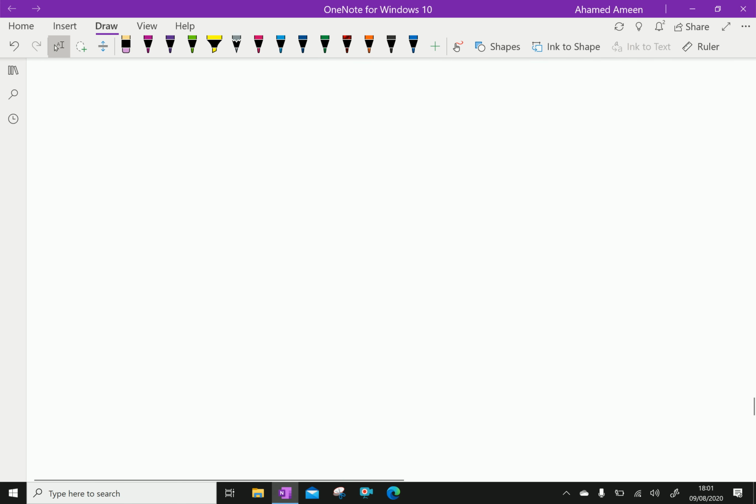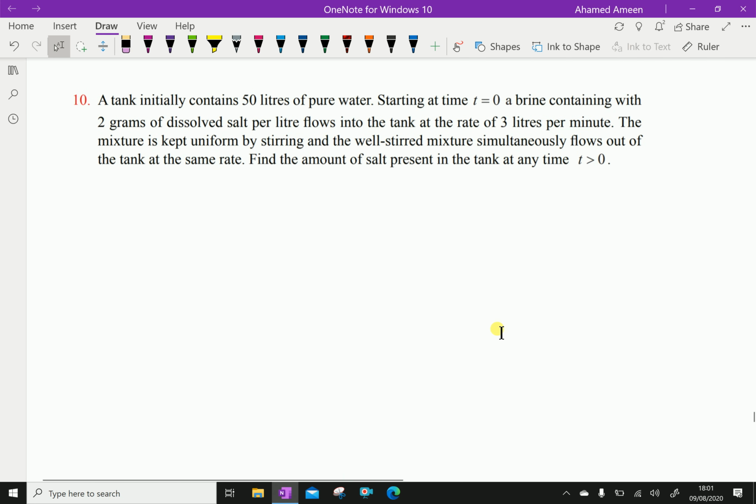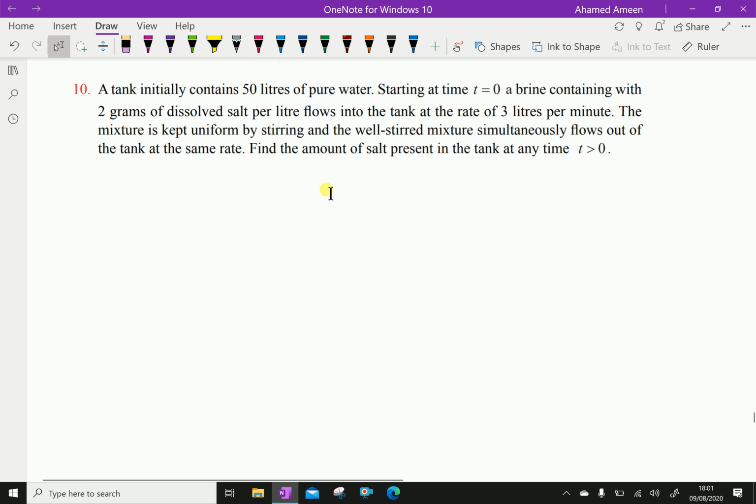Now next question. A tank initially contains 50 liters of pure water. Starting at time t equals 0, a brine containing 2 grams of dissolved salt per liter flows into the tank at the rate of 3 liters per minute. The mixture is kept uniform by stirring, and the well-stirred mixture simultaneously flows out of the tank at the same rate. Find the amount of salt present in the tank at any time t greater than 0.